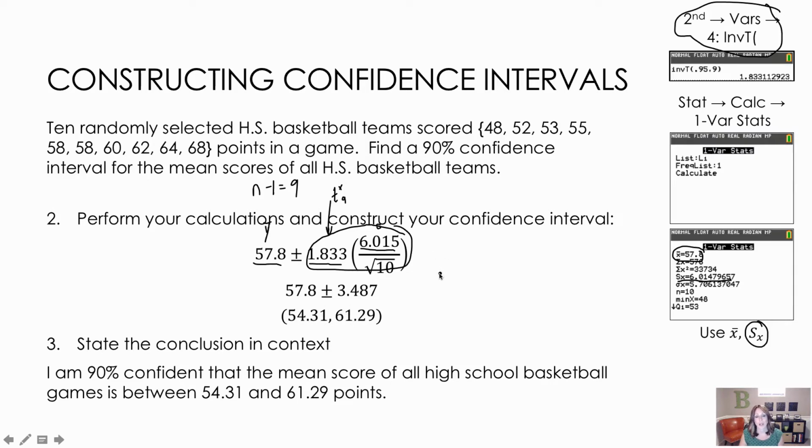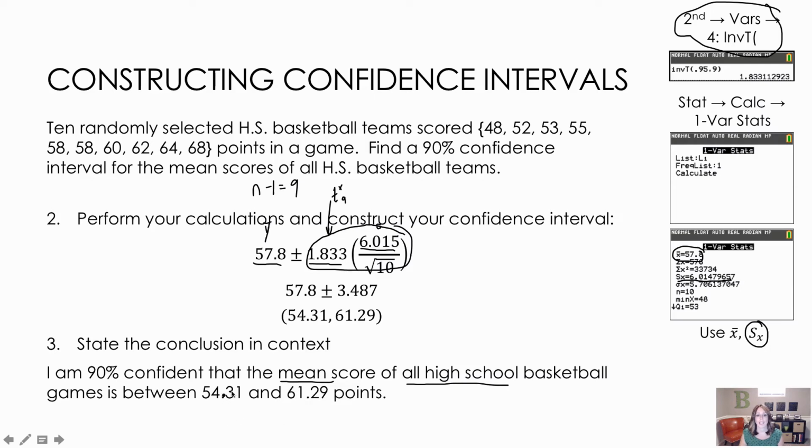Now, just like last week, we're going to write our conclusion in context. I'm 90% confident that the mean score of all high school basketball games is between 54.31 and 61.29 points. So notice here I'm saying that it's an average, and I'm extrapolating to all high school basketball teams, and this is the range that I feel that the actual mean score is in.